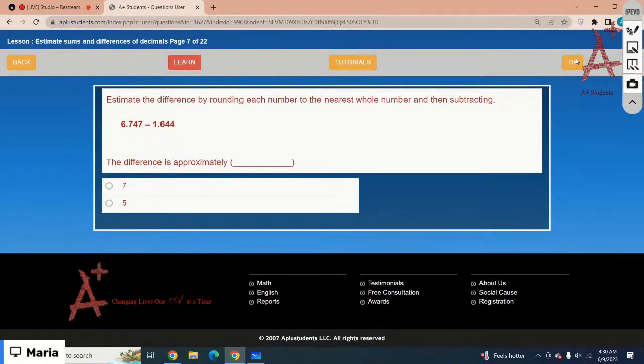Estimate the difference by rounding each number to the nearest whole number and then subtracting. So which is the correct option? The correct option is 6.7 is rounded off to 7 and 1.6 is rounded off to 2. So it would be 7 take away 2 is 5. The correct option is 5.